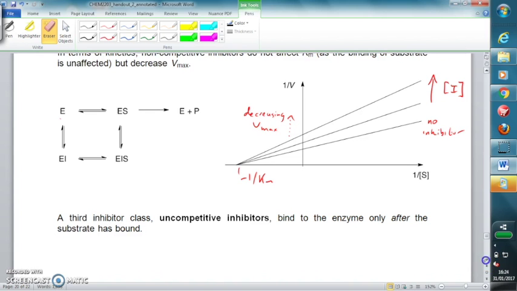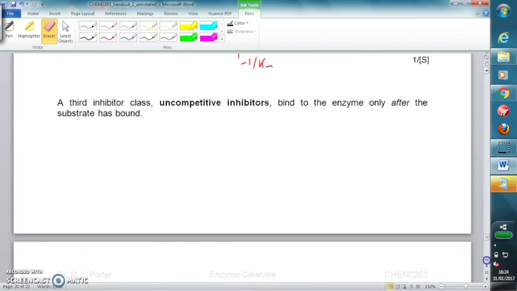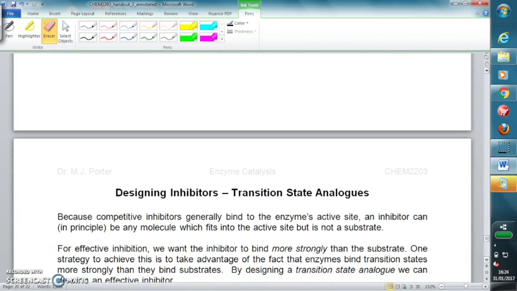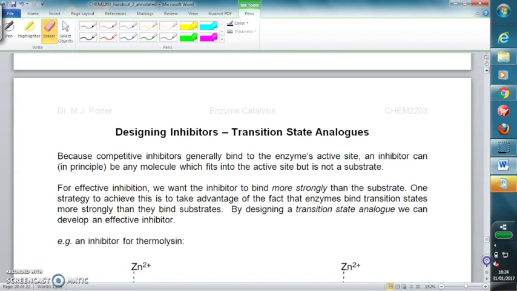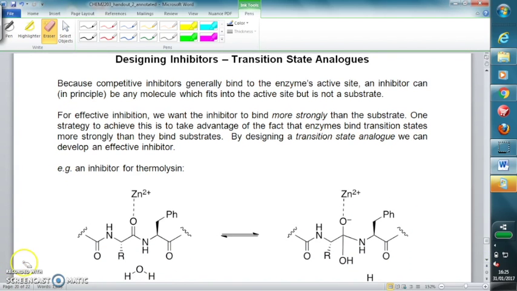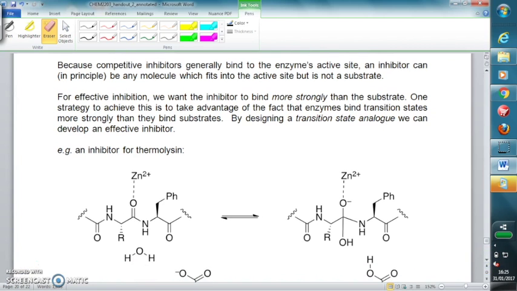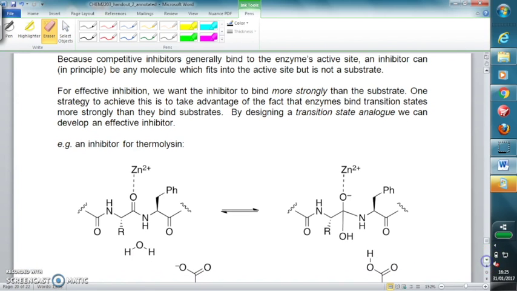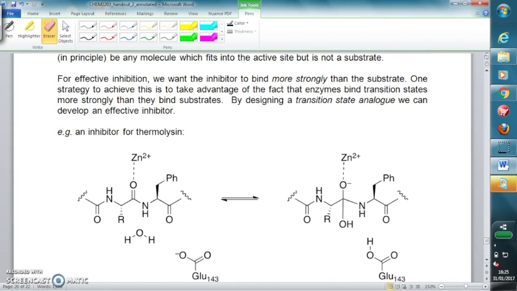Okay, so how can we go about inhibiting an enzyme? Well, there's lots of ways of doing this, and very often there can be a fairly empirical process of screening different compounds. If we want to design an inhibitor, one thing we can do is to take advantage of the fact that, as we said before, enzymes bind transition states strongly. So what we want to do is to find a compound that looks like the transition state, because we know that that will bind strongly to the active site, and ideally it will bind more strongly than the substrate itself.